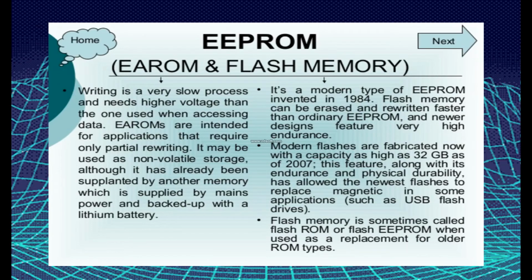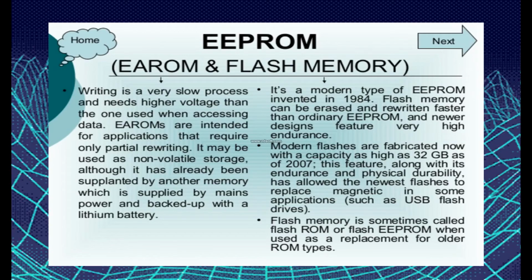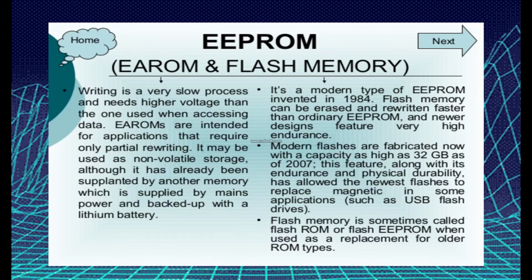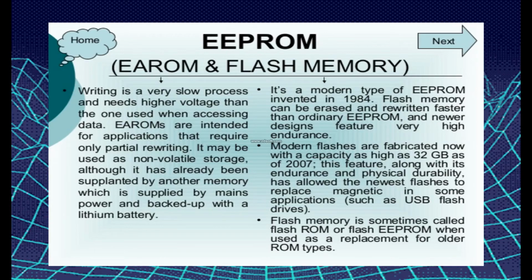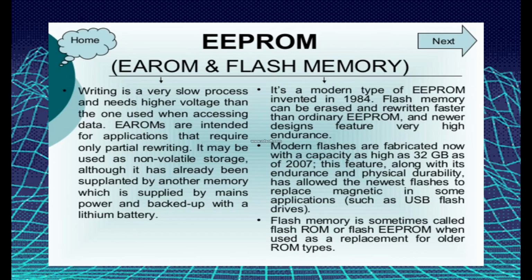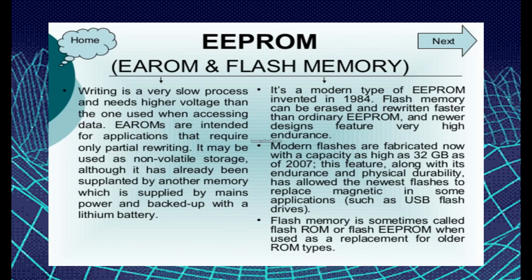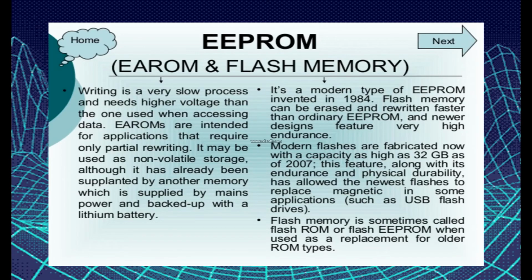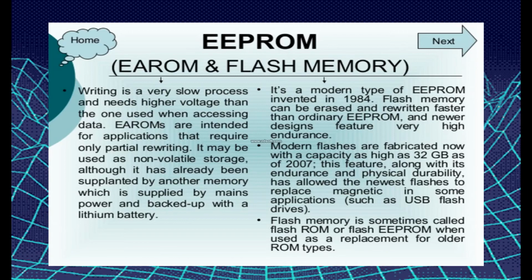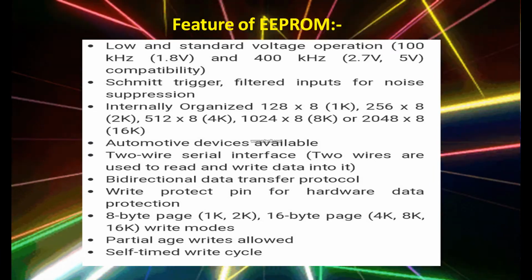Then EEPROM, and flash memory. Writing is a very slow process and needs a higher voltage than the one used when accessing data. Modern flashes are now fabricated with a capacity as high as 32 GB as of 2007. This feature, along with its endurance and physical durability, has allowed the newest flashes to replace magnetic storage in some applications, such as USB flash drives. Flash memory is sometimes called flash ROM or flash EPROM when used as a replacement for older ROM types. Features of EPROM are shown.